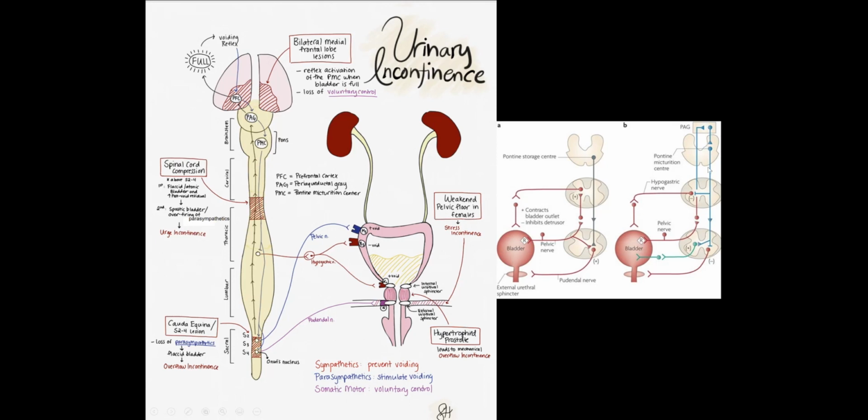And so again, once the decision is made to void, then the descending pathway from the pontine micturition center will do exactly the opposite. It will inhibit the sympathetics via the hypogastric nerve. It will inhibit Onuf's nucleus here and the external urethral sphincter, so it opens, and it will stimulate the parasympathetics here via the pelvic nerve to activate the detrusor muscle. So that's what happens normally.